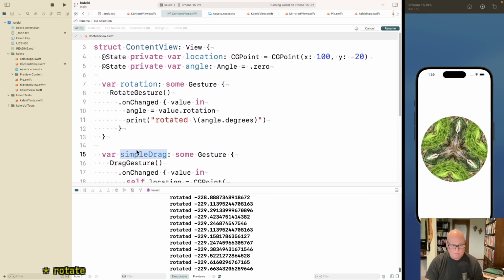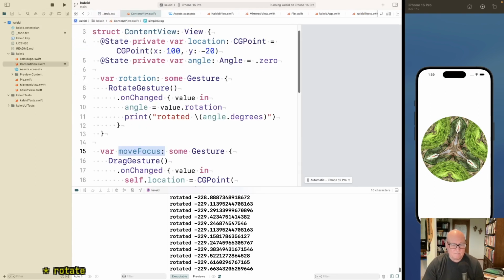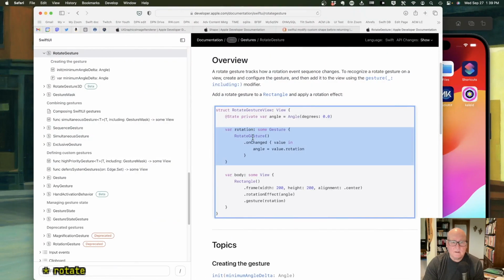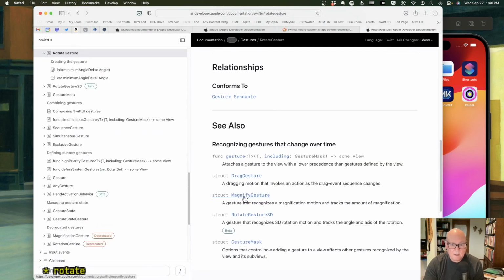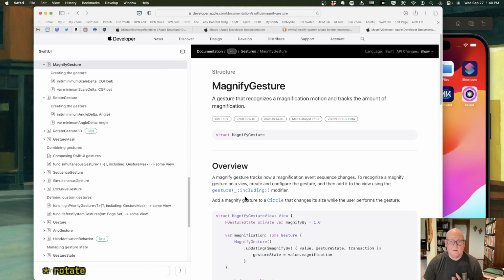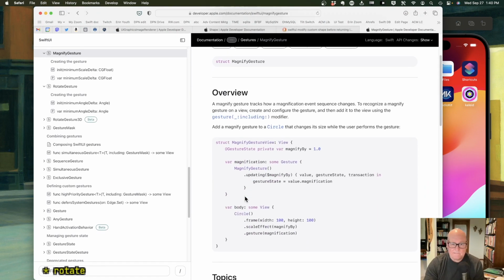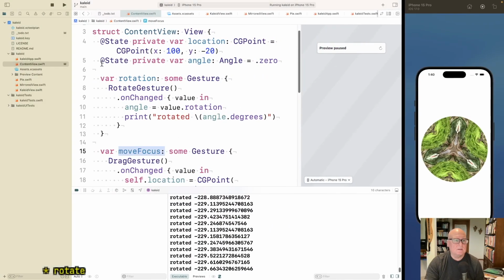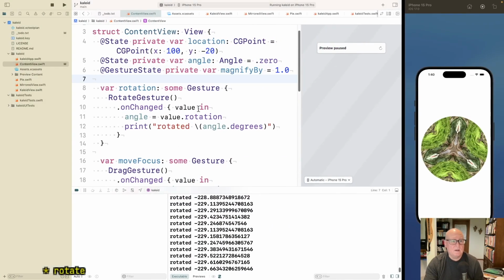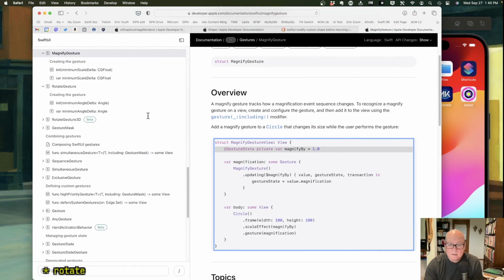Let's call this move focus. All right. And then is there a scale gesture? Drag magnify gesture. Okay. Let's put this in too. Oh, gesture state instead of state is probably right.